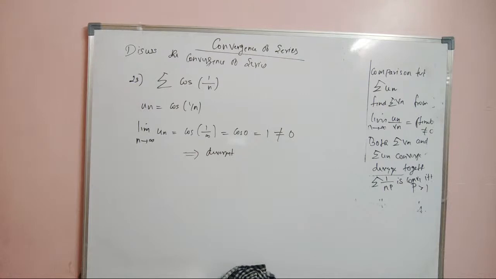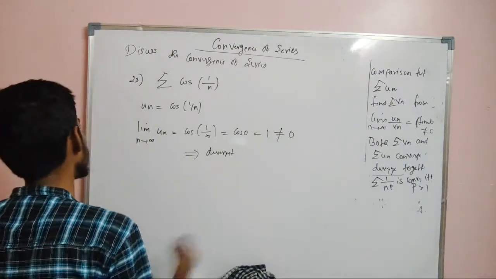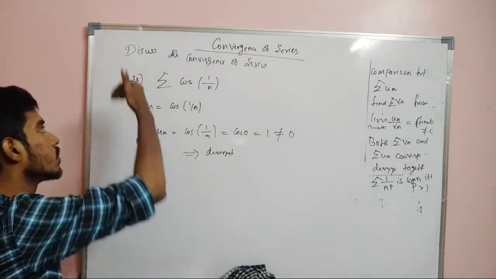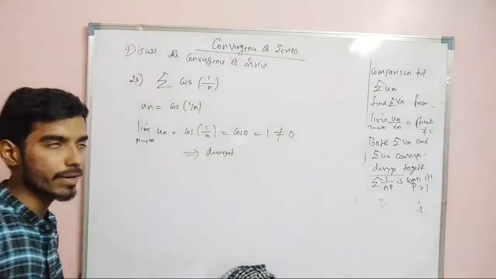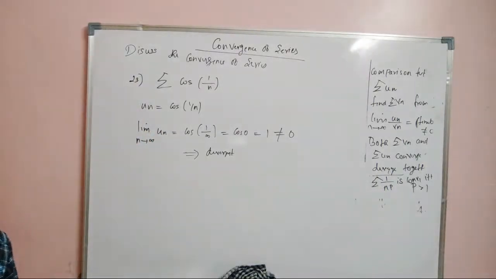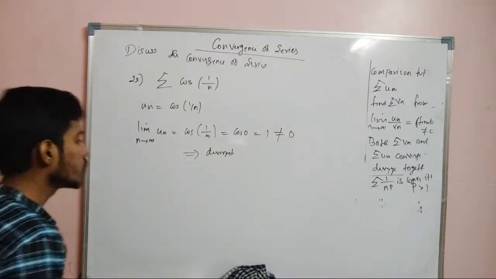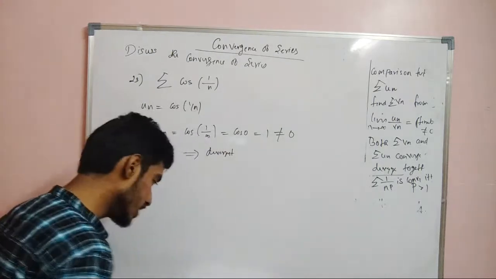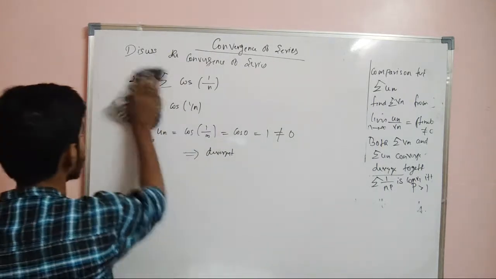But if the limit n tends to infinity un is not equal to 0, then straight away you can simply say that it is divergent. So you just see the previous two videos, you will get very good idea. If you straight away watch this video, it will be more tricky for you. So just do problem 1 by n. This is 23rd problem. So you just refer problems 1 to 22, so that it will be very clear for you. Now next problem is tan inverse 1 by n, 24.